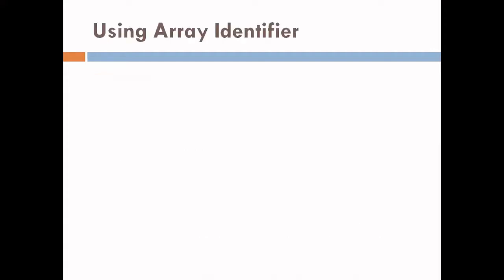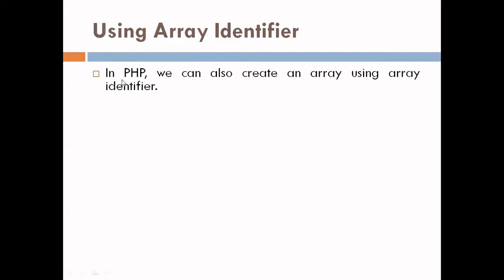Now, using an array identifier. We can also create an array with the help of an array identifier. What is an array identifier? A square bracket is known as an array identifier. Like in C, we write int a in square brackets 5. It means a is my array and 5 will be the size of the array. So the square bracket is my identifier. In PHP, we can also create an array using an array identifier, like in C or C++.